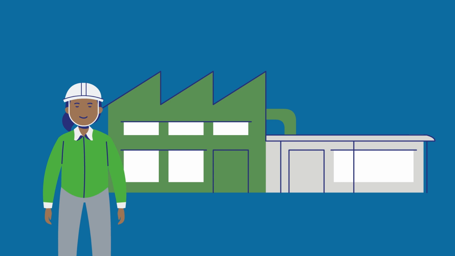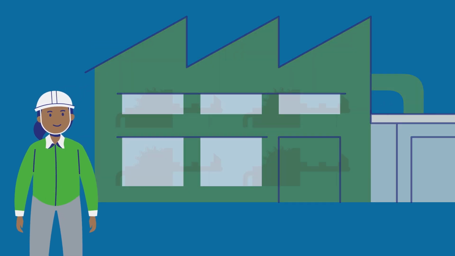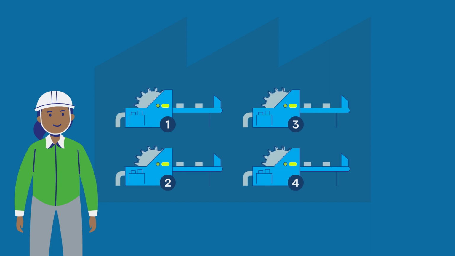Sarah, a factory owner, wants to reduce her electricity costs by managing her load during peak price periods. She thinks signing up for dispatchable demand could help, and to get approved, she needs to consider her business and how it operates. Sarah looks at the 4 main machines at her factory.